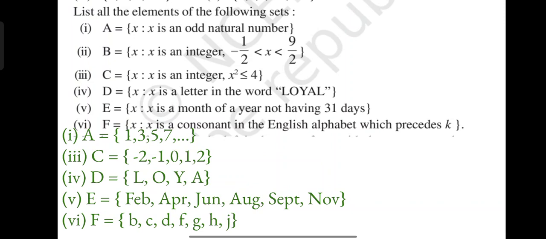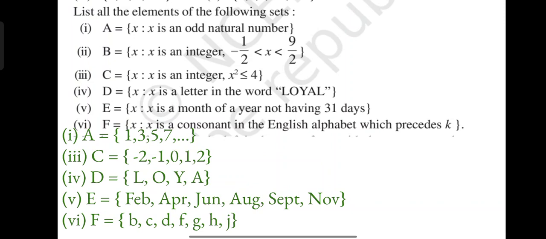Okay, so the first question is A equals the set of all x such that x is an odd natural number. When we see natural numbers, we can write 1, 2, 3, 4, etc., but it is specified that it should be odd. Then what will come? 1, 3, 5, 7 and so on. So write some and specify the rest by dots. Okay, then the second question we are skipping for some time, we will look at it at last.